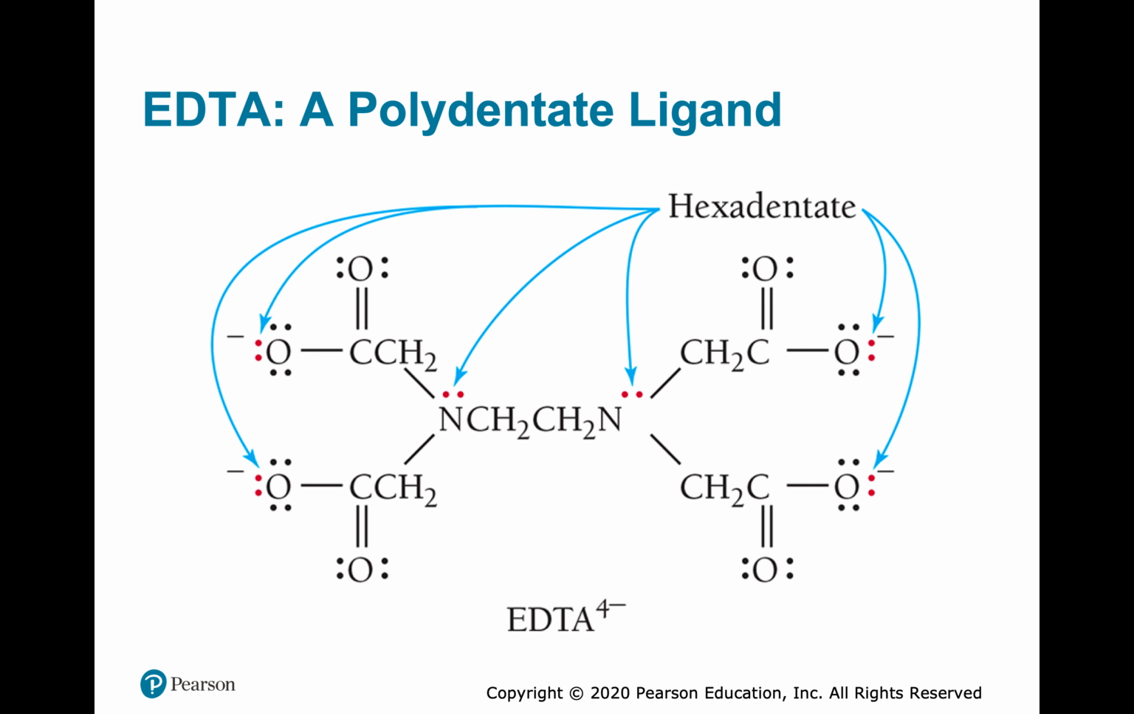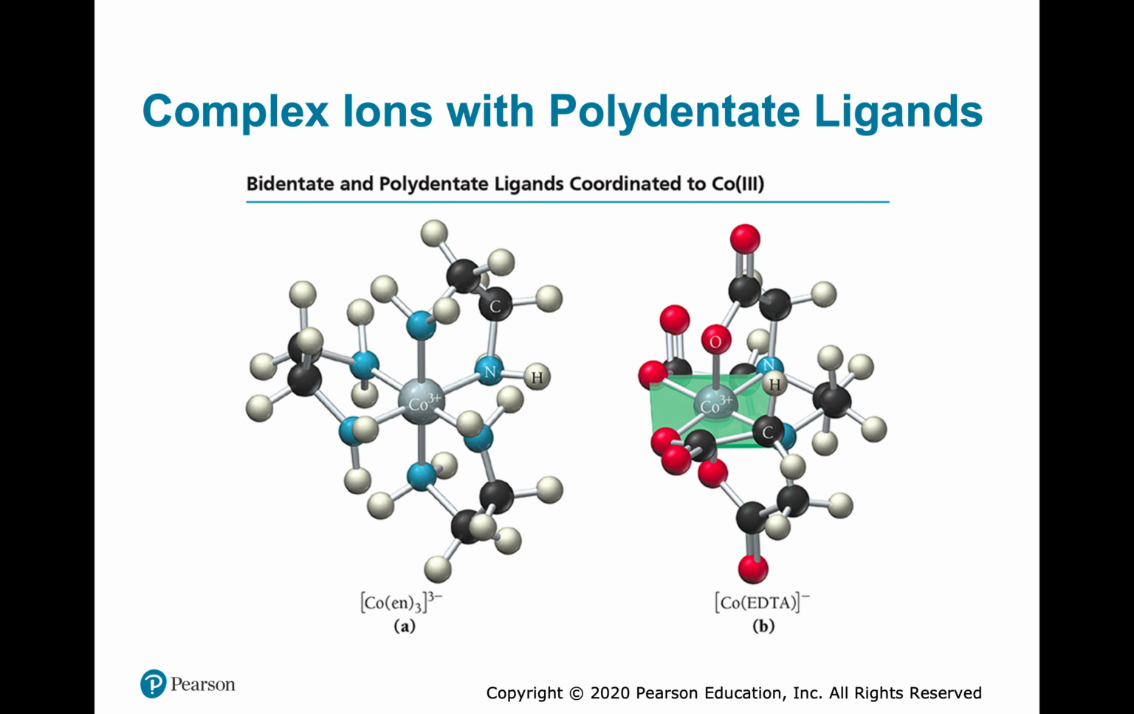You can use this for other types of heavy metal poisoning. But this is something you want to avoid, though, because it'll also strip the metals out of your bones. Okay, so here's some with polydentate. Cobalt with three ethylene diamines is the one on the left here, and the next one is cobalt with EDTA. So that's the chelating agent. That's the claw coming and ripping that ion out.